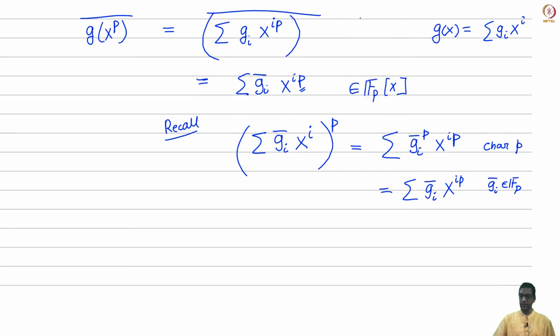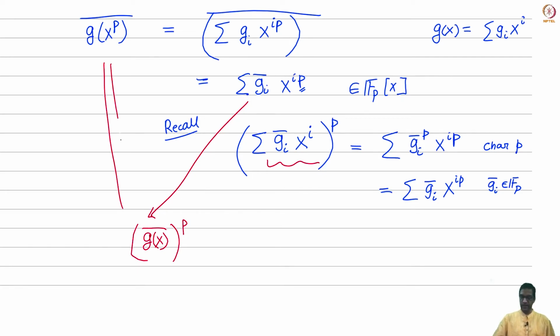So finally we conclude that this quantity is nothing but you take g(x) bar, the thing that's inside here, and you raise it to the p. So g(x^p) bar is the same as g bar(x) whole power p. That's a strange identity, but it comes about because you are going modulo the same prime p here. Okay, so now we are ready to complete the proof.